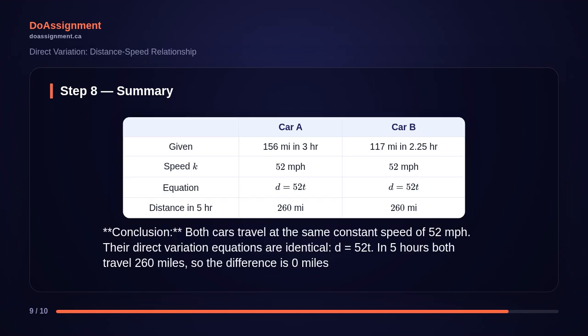To summarize, Car A's speed is 156 divided by 3, which is 52 miles per hour. Car B's speed is 117 divided by 2.25, which is also 52 miles per hour. Both cars have the direct variation equation d equals 52t. In 5 hours, both travel 260 miles, so the faster car travels 0 miles farther. They are equally fast.